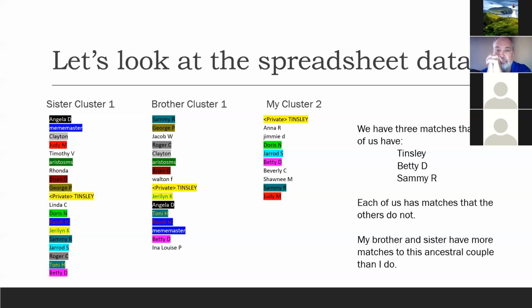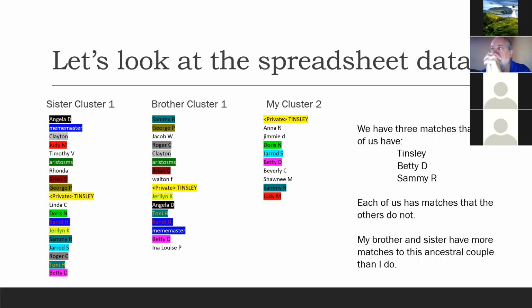Each of us has matches that the others don't. So you can see in white, not highlighted basically, are the ones like I have a match to Anna R, but my siblings do not. I have a match to Jimmy D. My siblings do not. So there are several matches here that are not highlighted, that are individual just to me, just to my brother, or just to my sister. And the reason for that is, remember, 3rd to 5th cousins, you can have no DNA in common with them. They're still related to you.